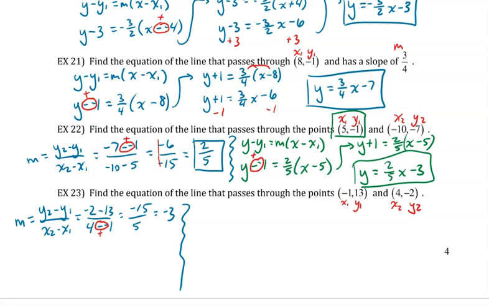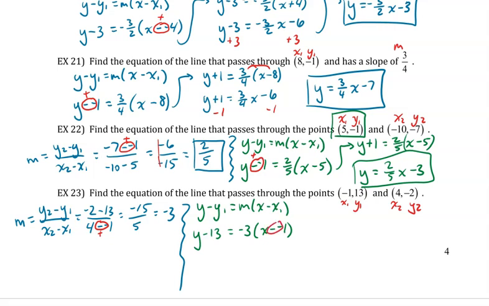All right, now we get to go ahead and plug it into the other formula. So y minus y1 equals m times x minus x1. If we plug everything in, we're going to have y minus 13 equals our slope, which is negative 3, times x minus x1, which is negative 1.